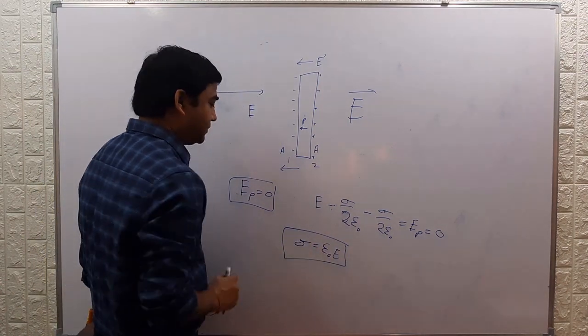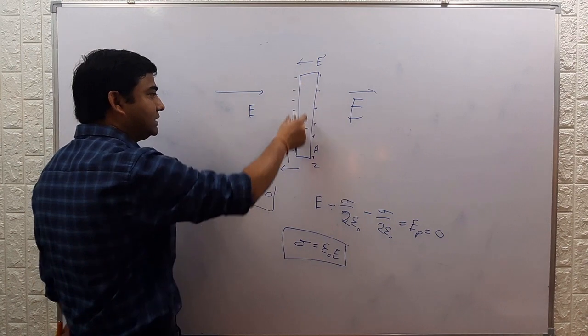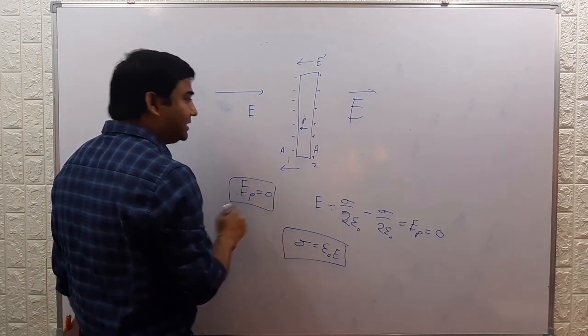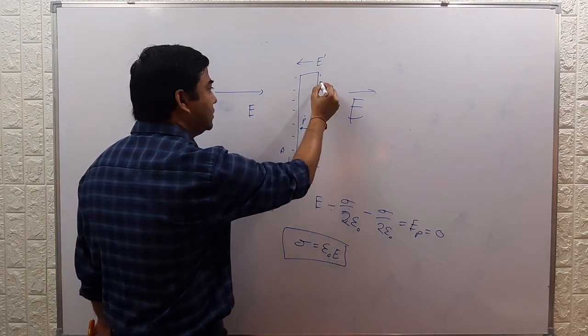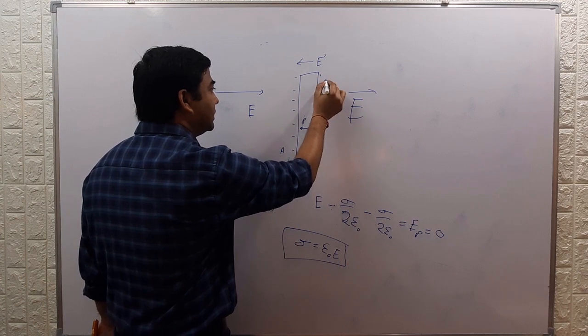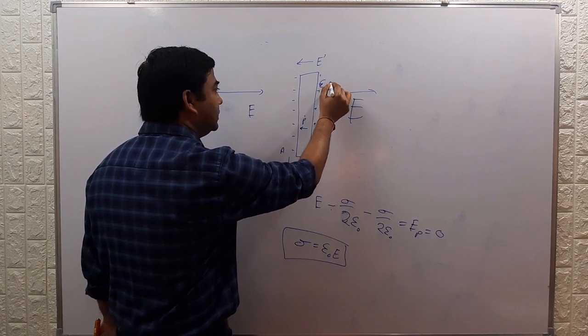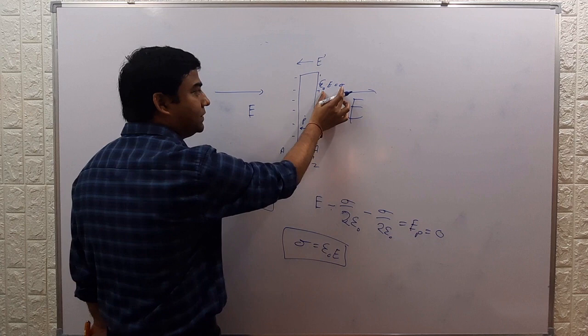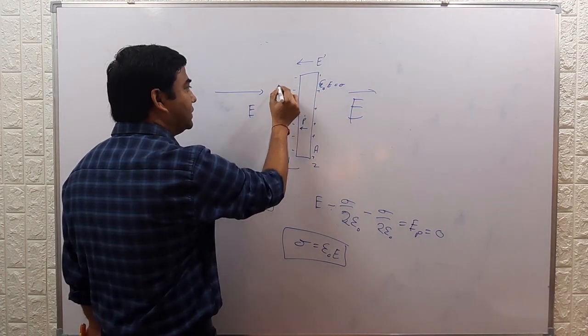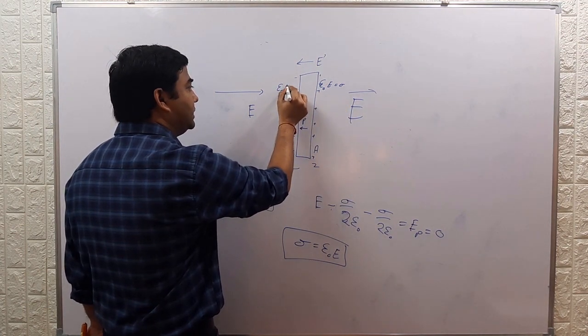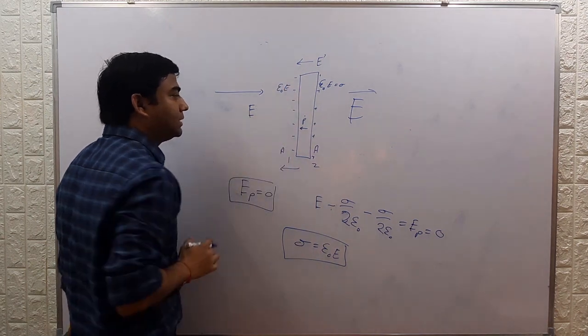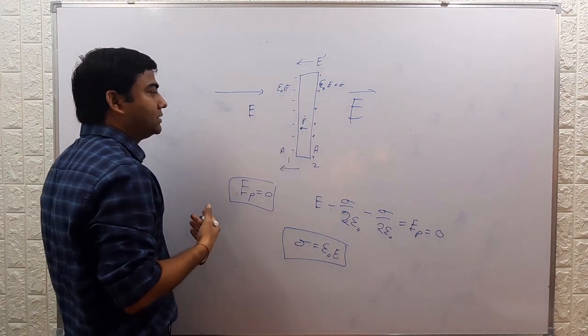Sigma is epsilon 0 into E. So both these surfaces will have charge density epsilon 0 into E. Charge density at this surface, positive charge at this surface also, epsilon 0 E charge density will exist due to induction of charge.